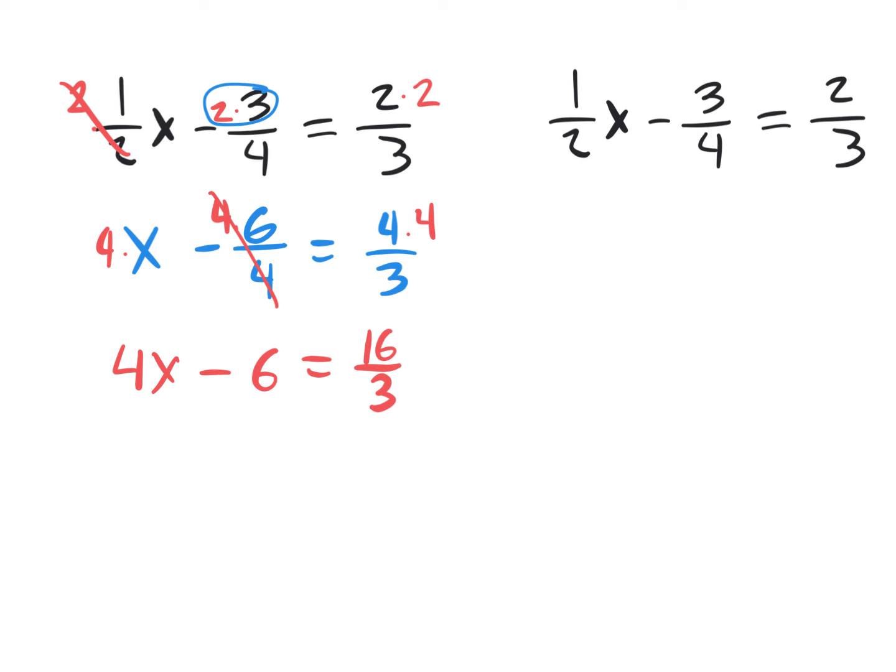Okay. Last but not least, let's get rid of this fraction by multiplying everything by 3. So this times 3, this times 3, this times 3. That becomes 12x. This becomes 18. These 3's cancel, equals 16. So now we finally have an equation without any fractions, and now we could solve to get x by itself.